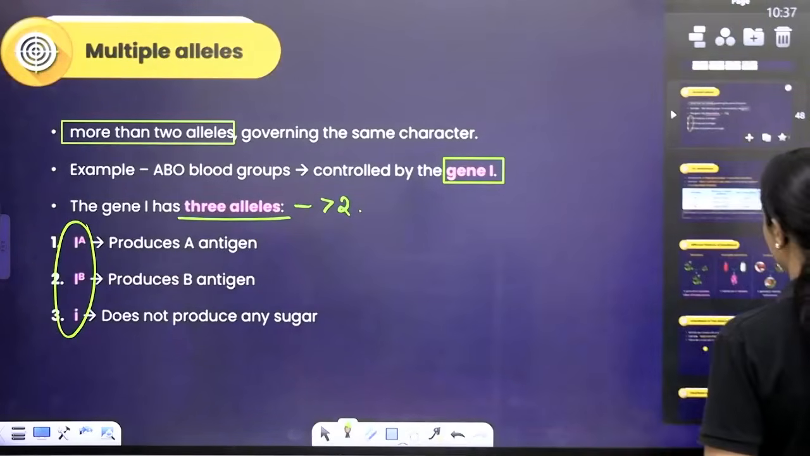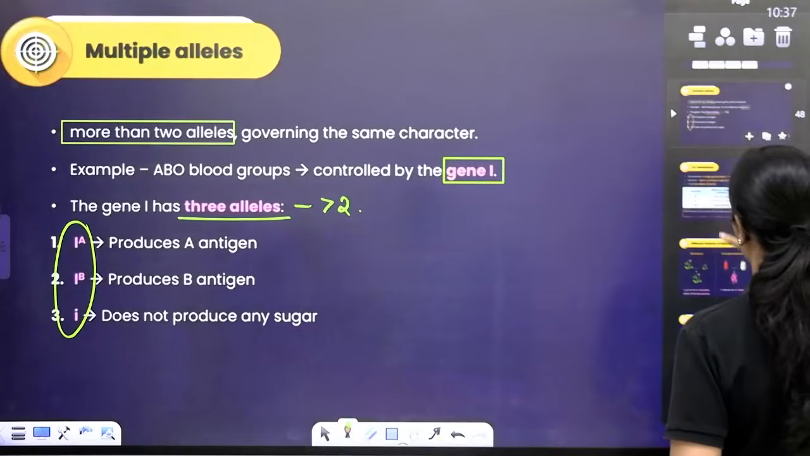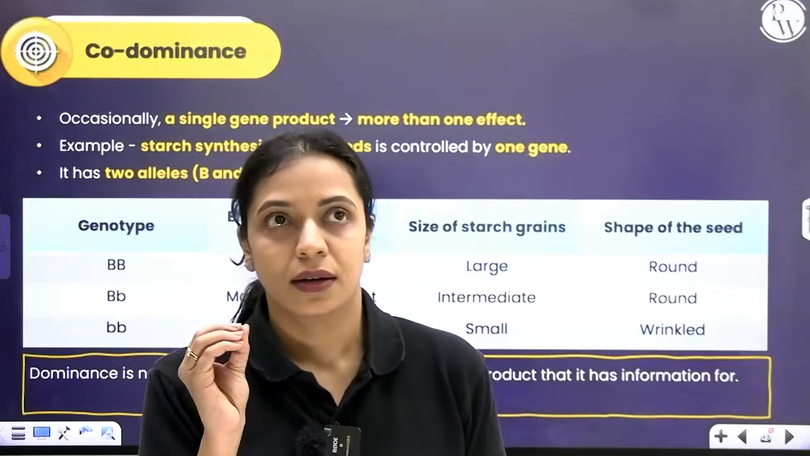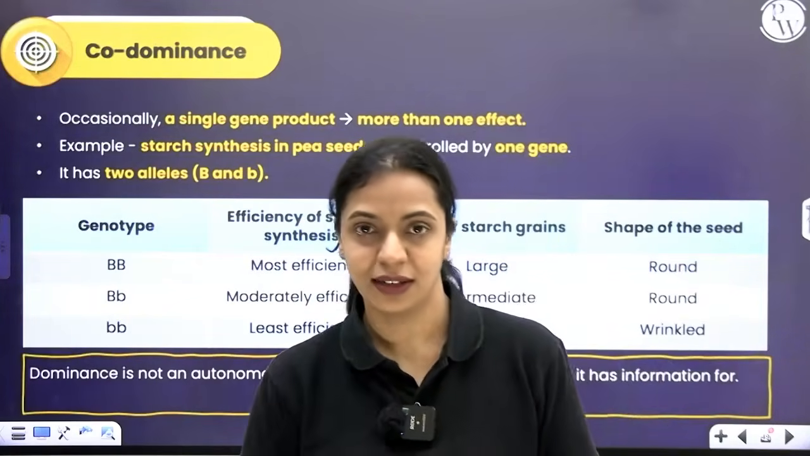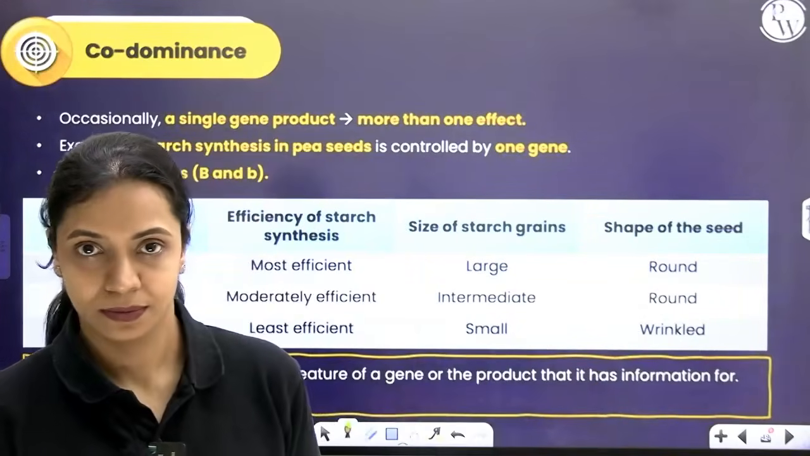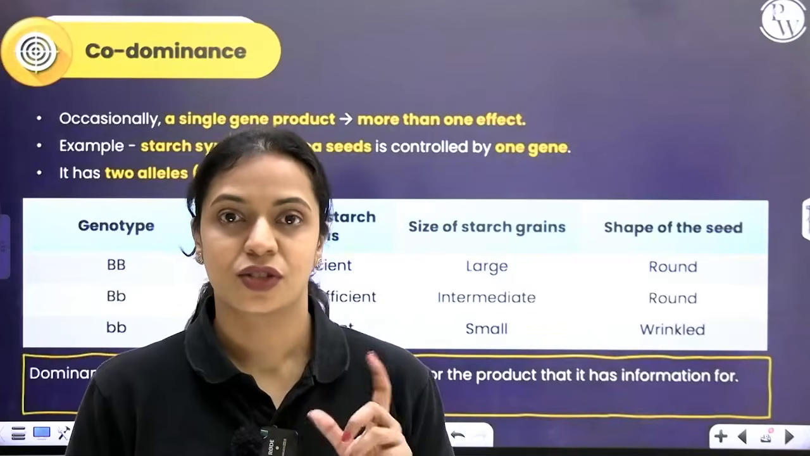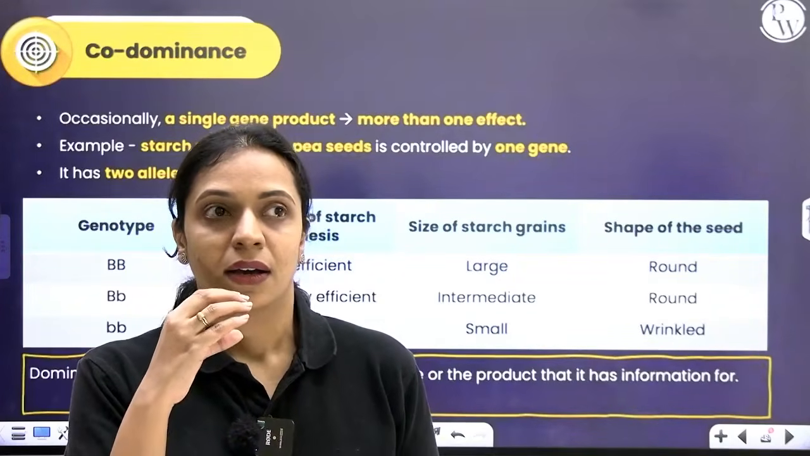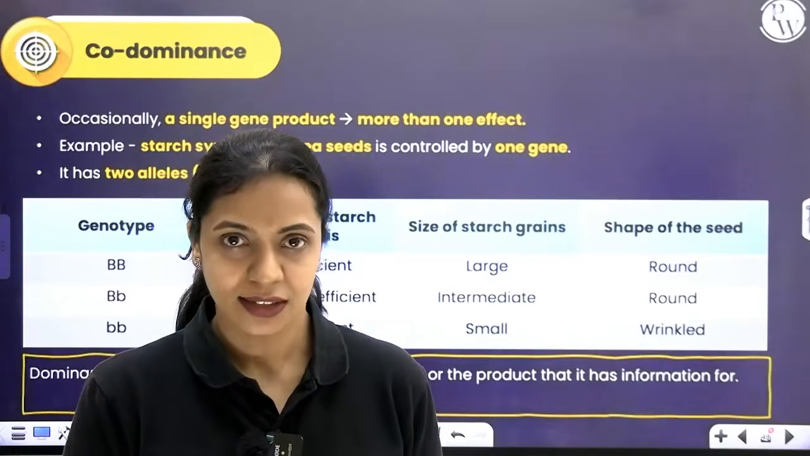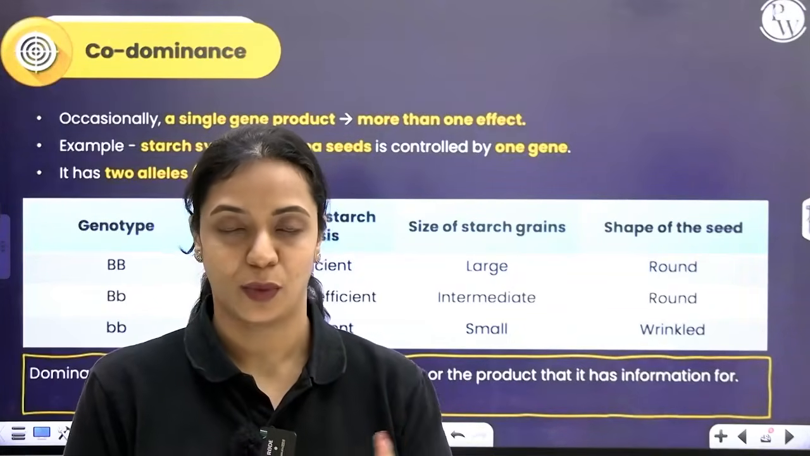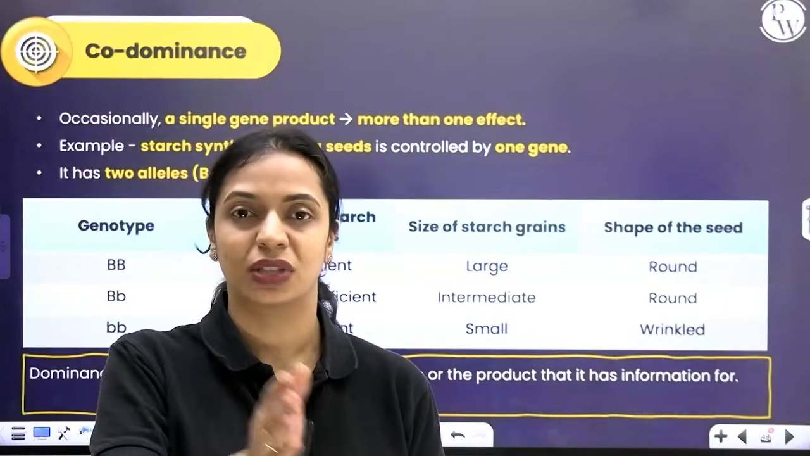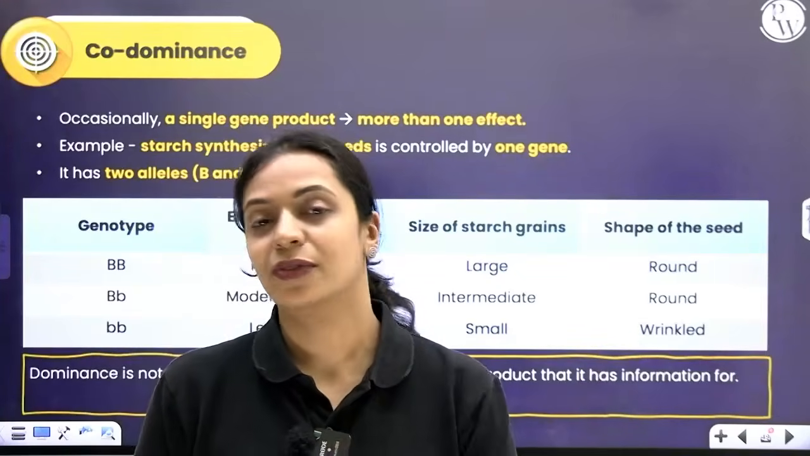Now, let's understand another thing. We say that a gene being dominant is not its autonomous feature. When we say a gene is dominant, let me put it this way. Generally, we see that one gene is responsible for one phenotypic effect, one trait. But sometimes it is possible that a single gene can control more than one phenotypic trait. I'll give you this example.